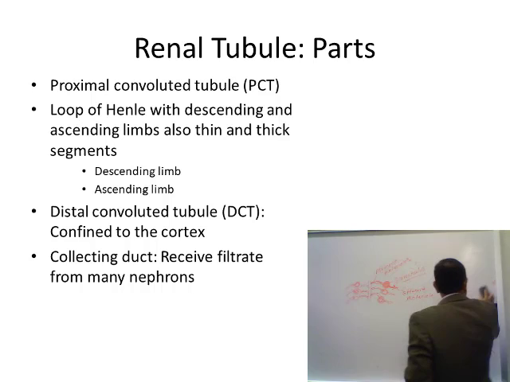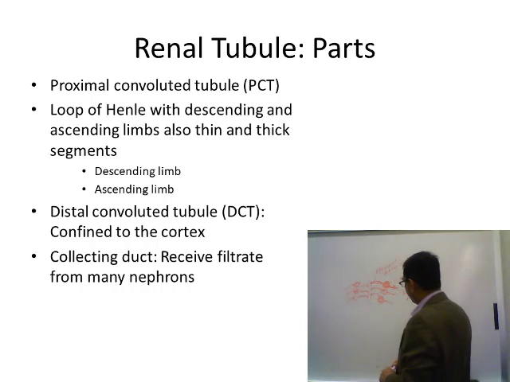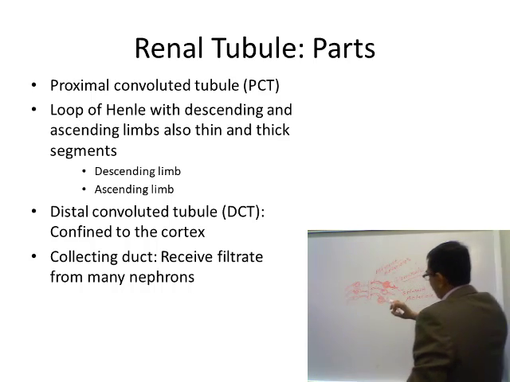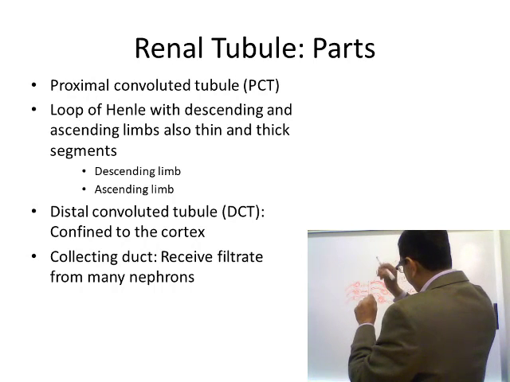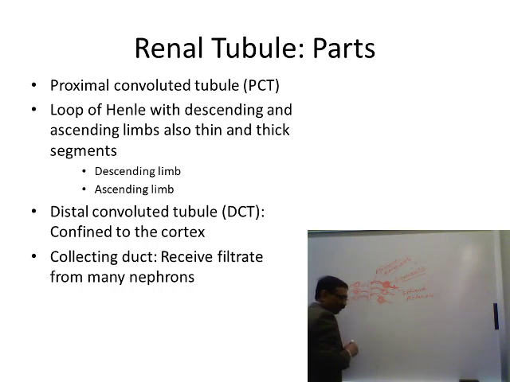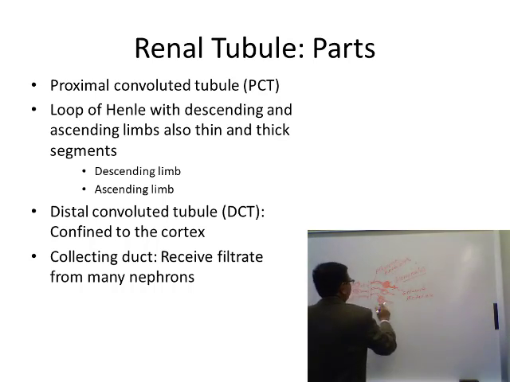Now, the functional unit of the kidney is the nephron. I told you at the beginning that we have millions of nephrons inside the kidney. Those are very small tube-like structures. So where is the nephron present inside the kidney? The first part of the nephron is here.